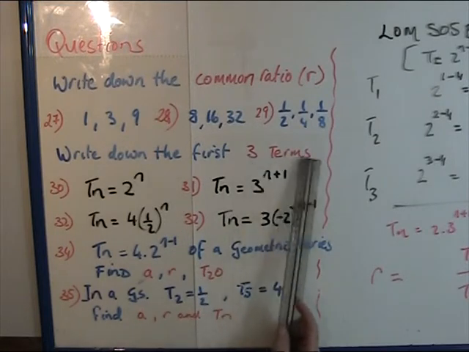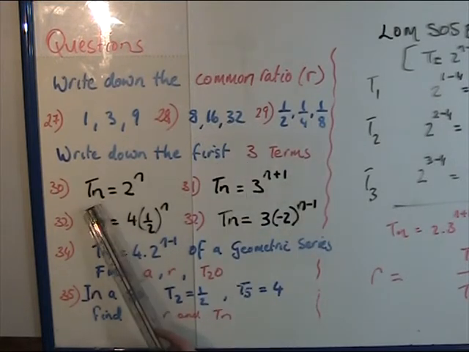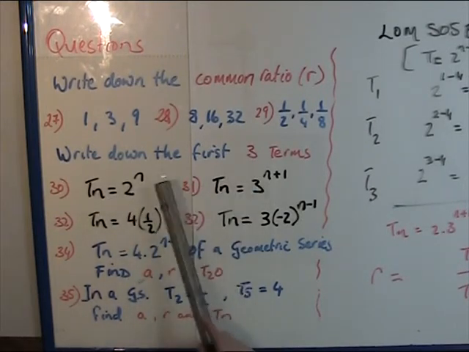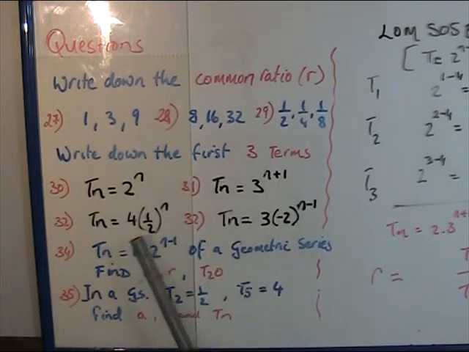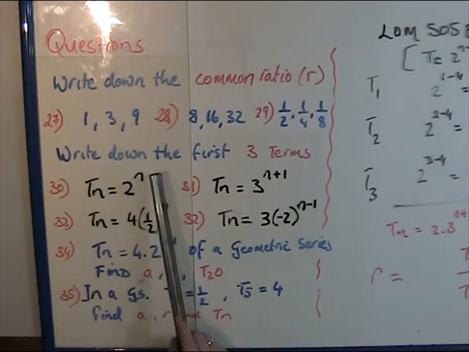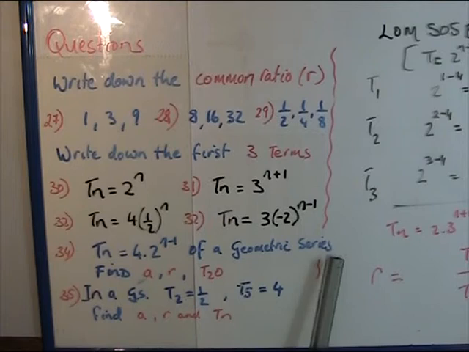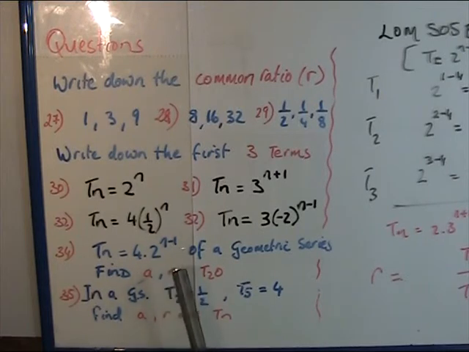Write down the first three terms of the following. Tn is equal to 2 to the power of n. You put in 1, T of 1 is equal to 2. And you put in 2, you put in 3, and so forth. So you have to put in your values 1, 2, and 3 for the first three terms. T of n is equal to 4 times 2 to the power of n minus 1 of a geometric series, GS. Find a, r, and T of 20. Well, a is the first term, r is the common ratio, so you have to go along.